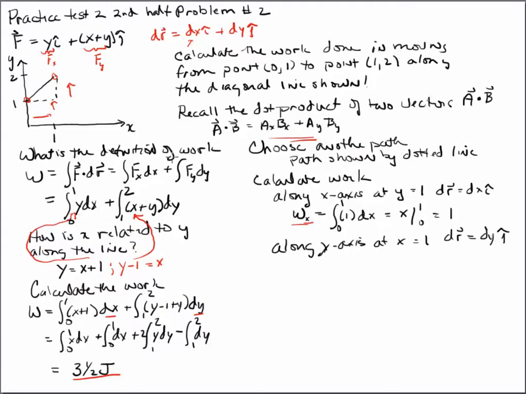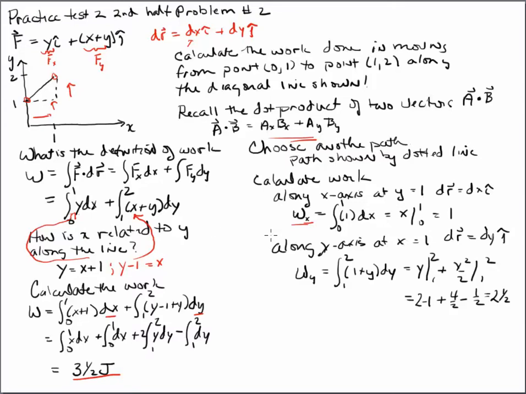Now calculate the work along the y-axis at x equals 1. Of course, dr here is dy in the j hat direction. When I do that, it's the integral from 1 to 2 of 1 plus y. Once again, it's x plus y, but x is equal to 1 here. So we can integrate that, and we come out with 2.5 joules.